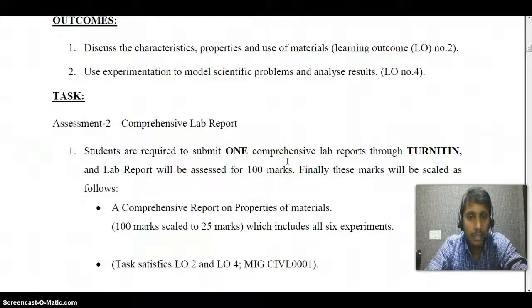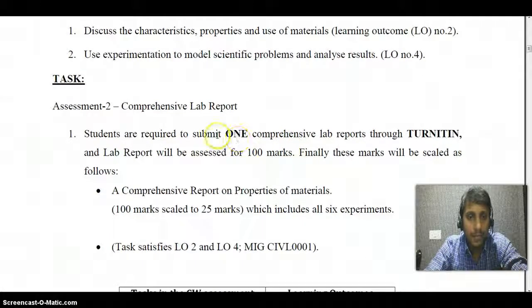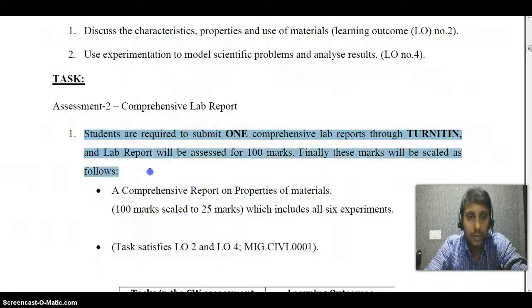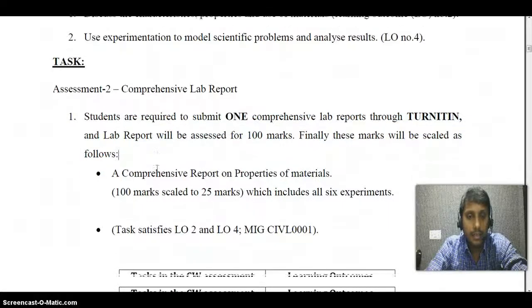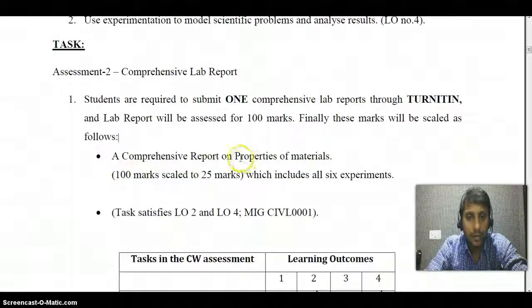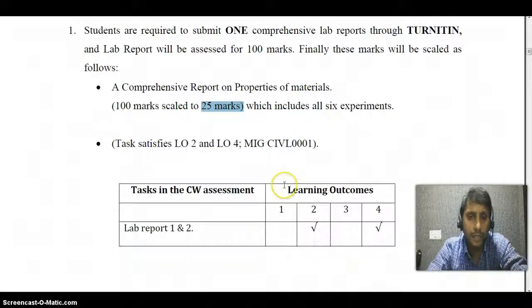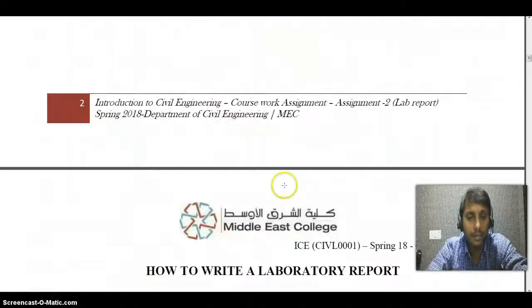The task is that students are required to submit one comprehensive lab report through Turnitin, and the lab report will be assessed for 100 marks. Finally, whatever lab report you have submitted, including all the 6 experiments, these 100 marks will be scaled to 25 marks, and the other 25 marks, as you know, are for the case study. Total 50 marks for your internal exam, internal marks.